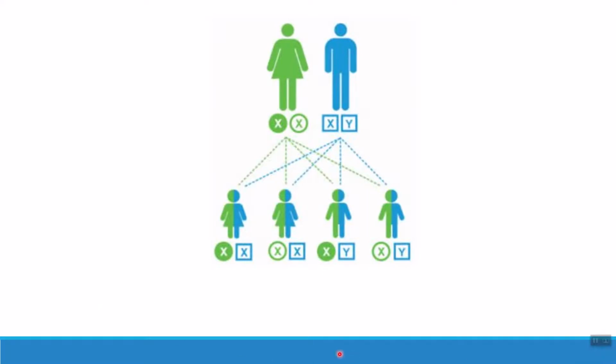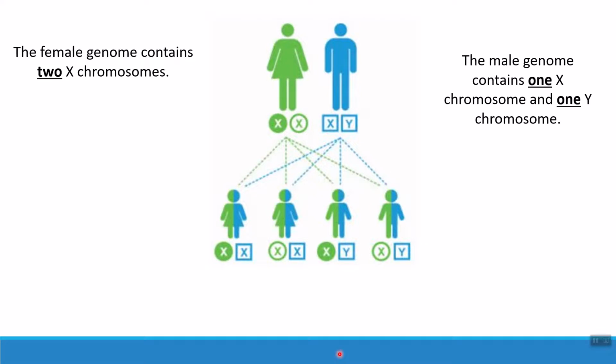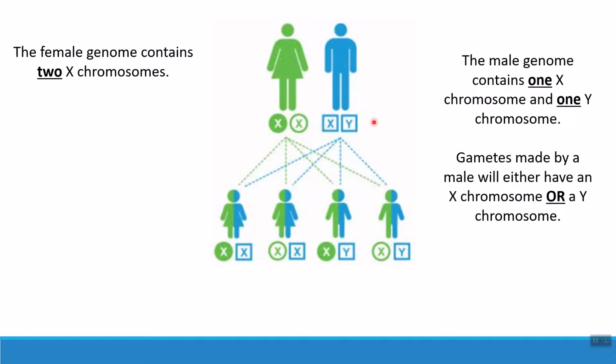When we talk about the process of reproduction, remember that males and females both contribute half of their genetic information to their offspring. So females have 2 copies of the X chromosome, while males have 1 copy of the X chromosome and 1 copy of the Y chromosome. When a male creates their gametes, there are 2 possibilities for what sex chromosome they're going to pass along. Either they'll pass along their X chromosome, or they'll pass along their Y.